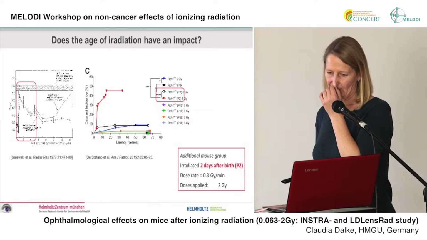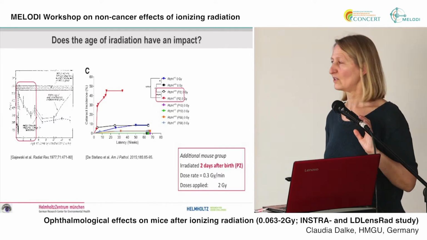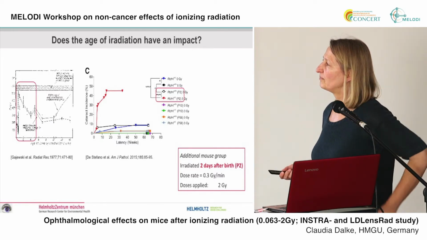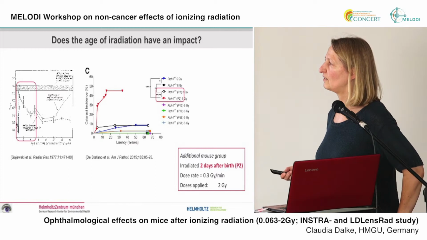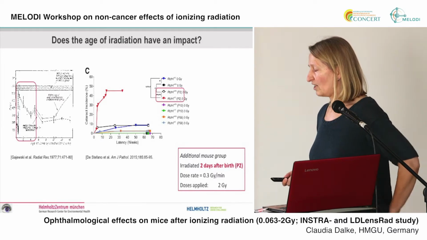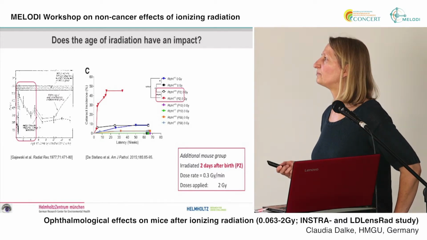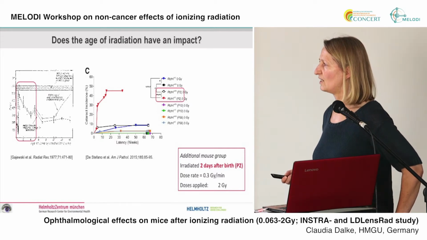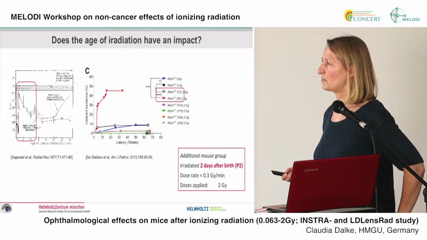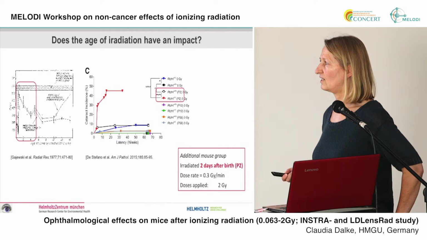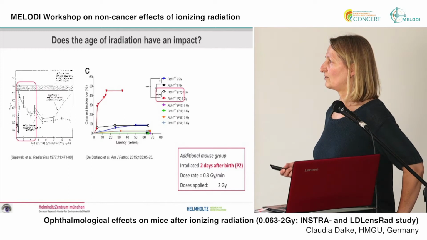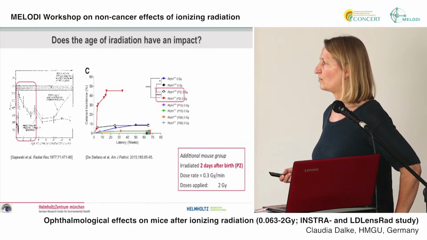And here comes this additional mouse group, where we irradiated neonatal mice. So there is a hint that age is a very important factor for the development of cataracts. Here it came from Gajewski et al., where he showed that mice are most susceptible to ionizing radiation at up to 5 days of age, and this is data from INEA, from the paper of De Stefano.